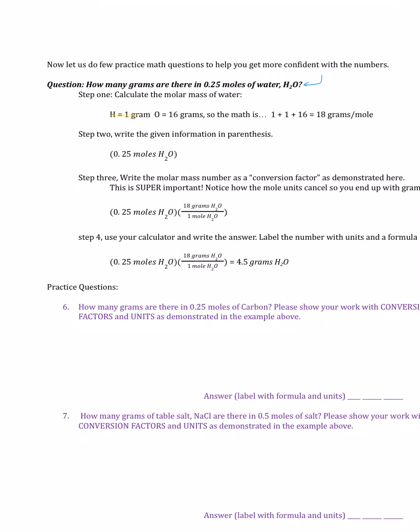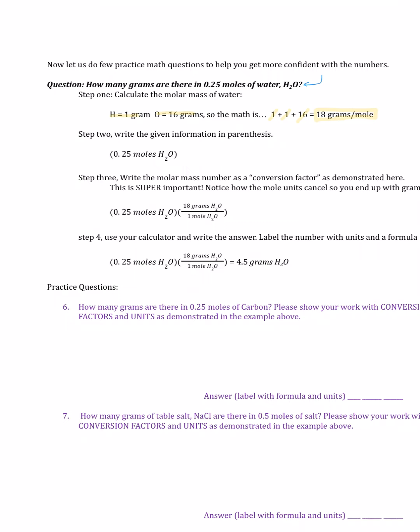Hydrogen has a mass of 1 gram. Oxygen has a mass of 16 grams. You have 2 hydrogens, so 2 plus 16 gives us a molar mass for water of 18 grams. That's if you have 1 mole. But this is saying, well, what if I don't have a whole mole?